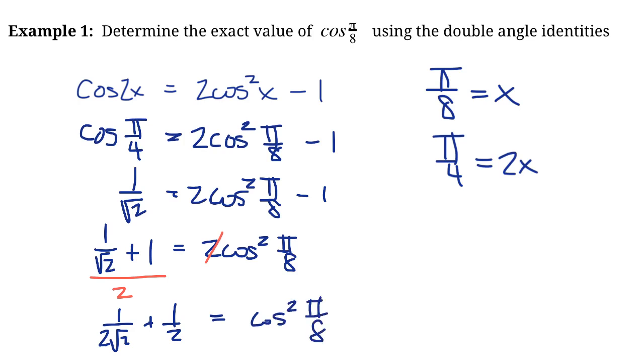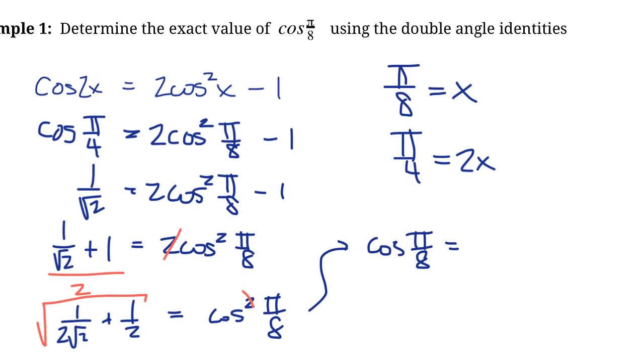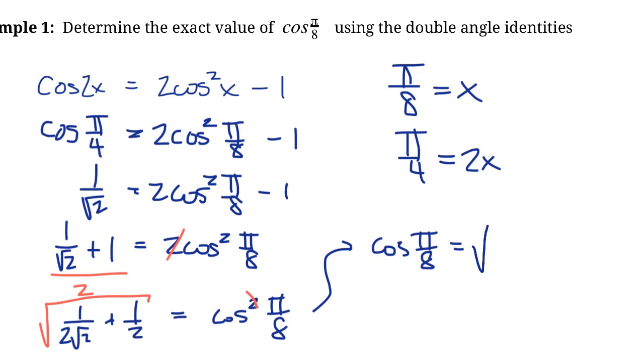And remember, what cos squared pi by 8 means is just cos pi by 8 squared, right? So in order to get rid of that squared, I can just take the square root of both sides. What that gives me is cos pi by 8 is just equal to the square root of 1 over 2 root 2 plus 1/2, all under that square root.